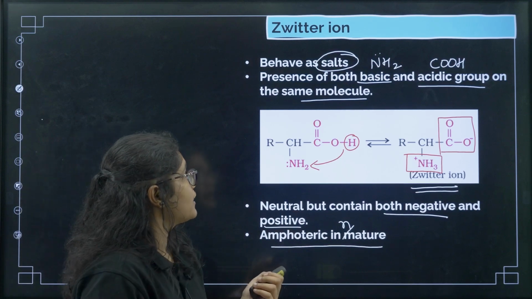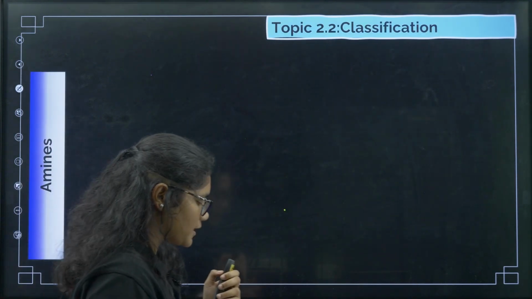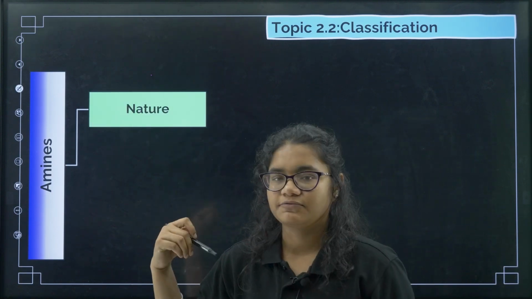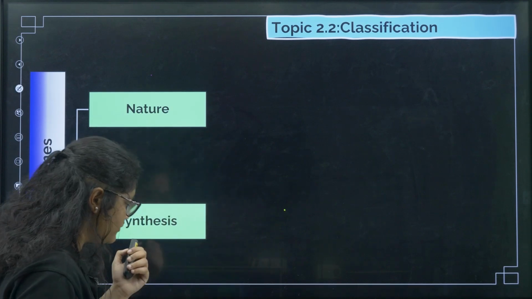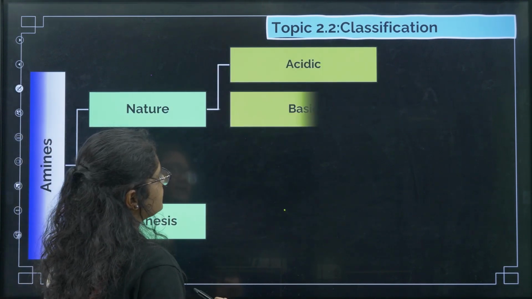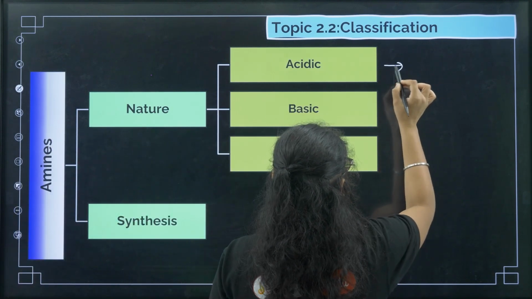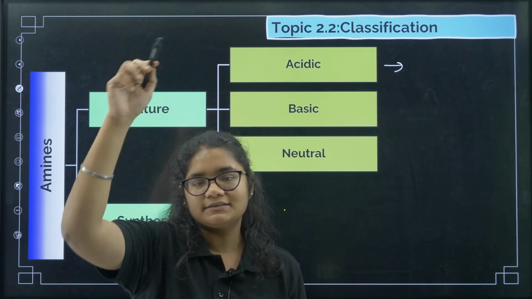Now coming to the classification of amino acids. On the basis of nature, we have 3 types of amino acids, and one on the basis of synthesis. On the basis of nature, we have acidic, basic and neutral. Now what is acidic? You see there are 2 groups, the COOH group and the NH2 group, and there is a side chain.